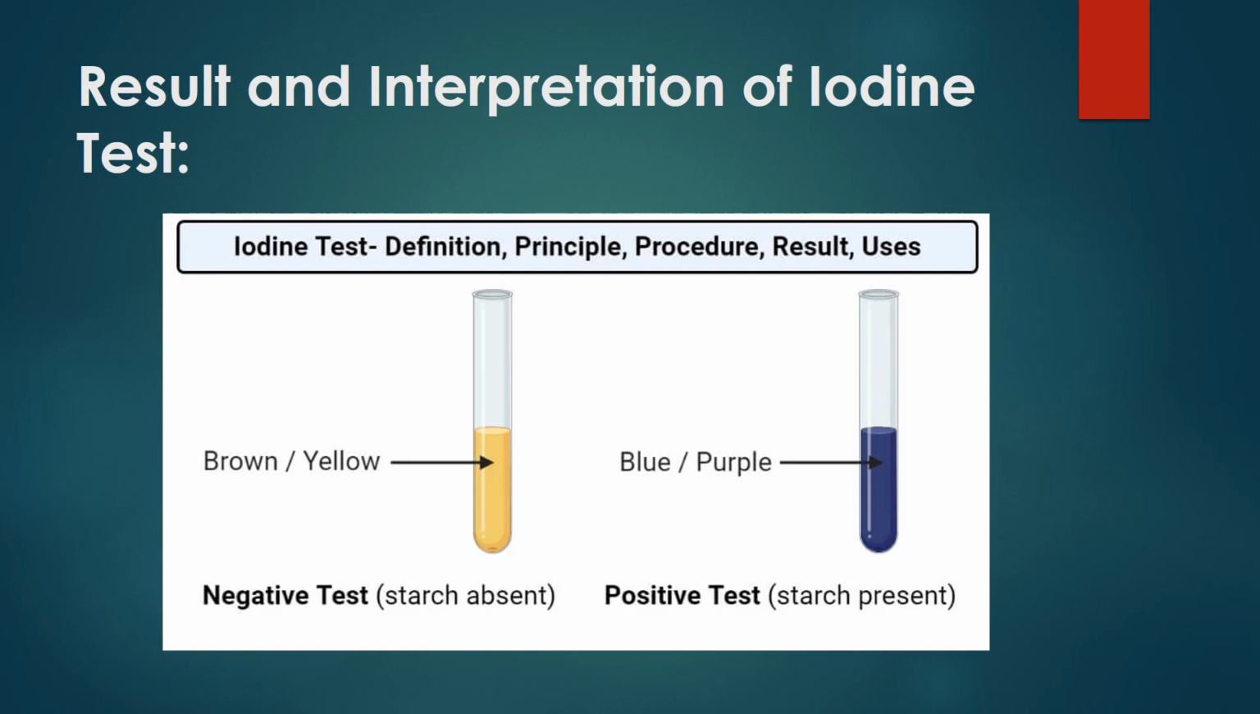The result and interpretation of the iodine test. This is a brown or yellow color. This is a negative test for starch. That means there is no starch in this test tube, because in this situation they are testing for starch. Okay, so in the general iodine test, the negative test will be no change in color in the test tube.